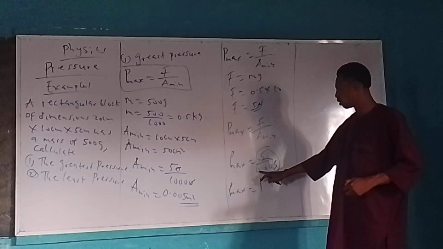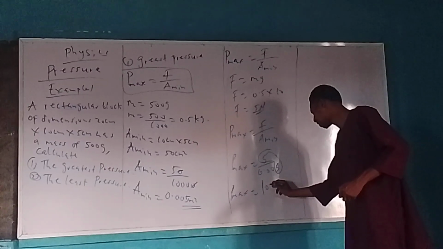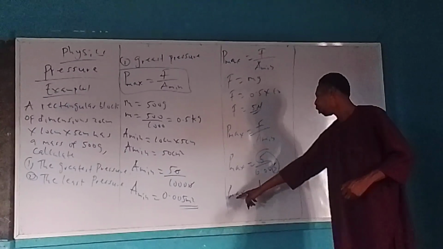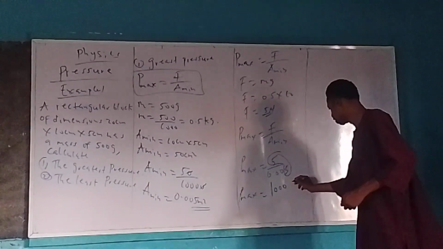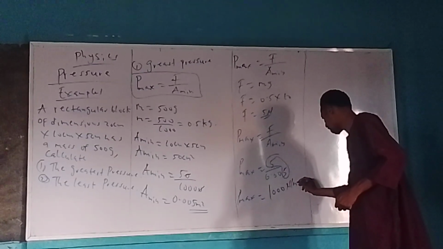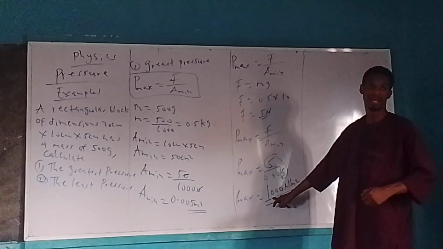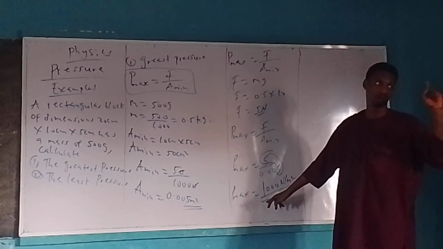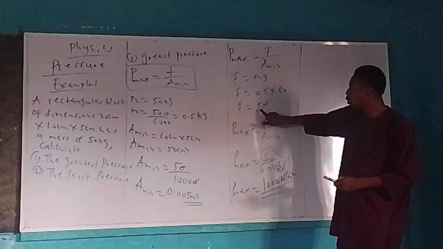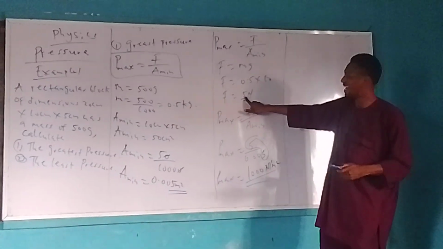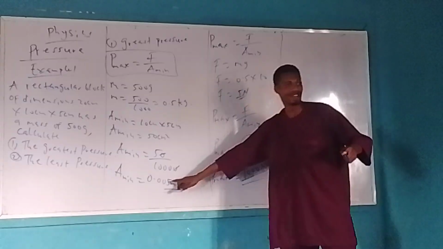So how many times are we writing zeros here? 1, 2, 3. Pressure is measured in Newton per meter square. So you have 1,000 Newton per meter square. Please take note: when the force is 5 Newton and the area is minimum, this is our pressure.